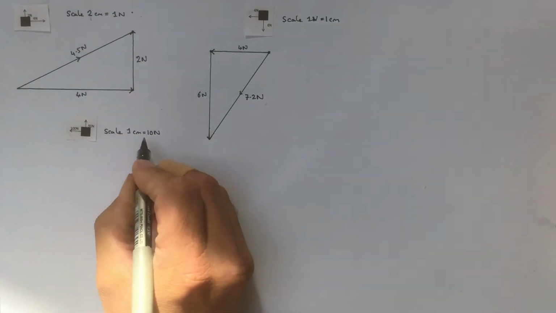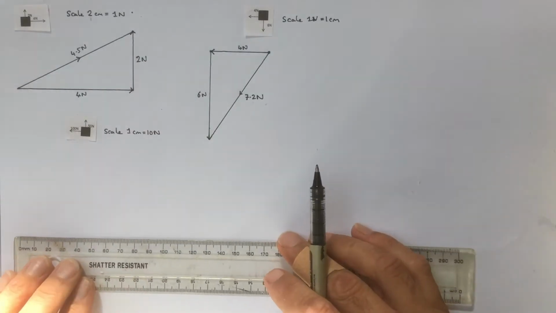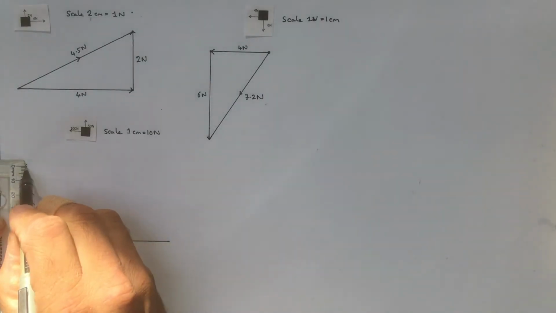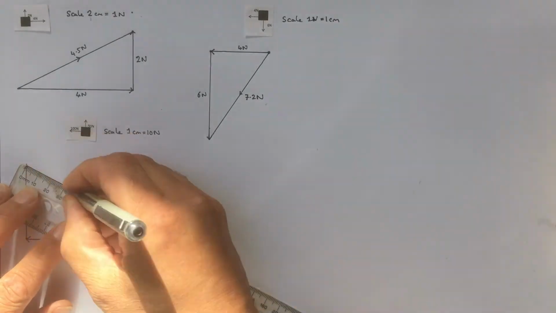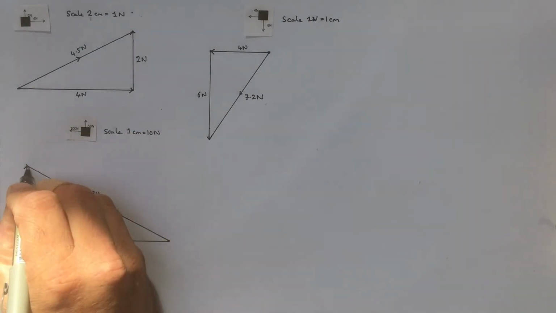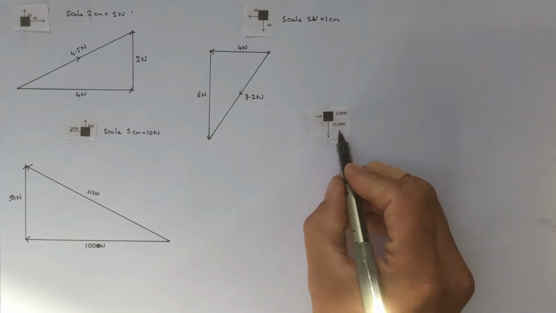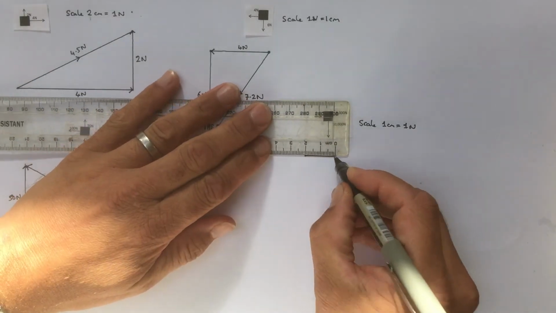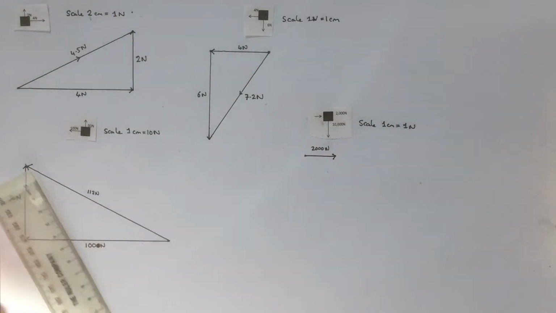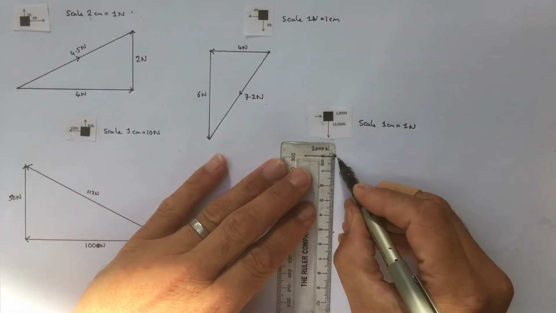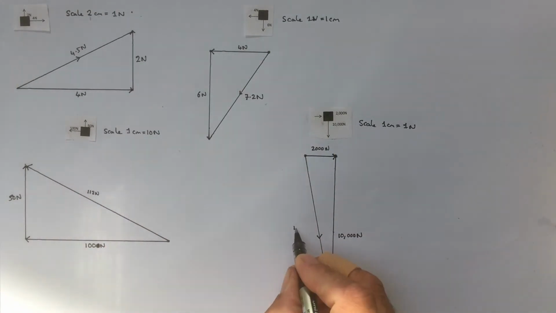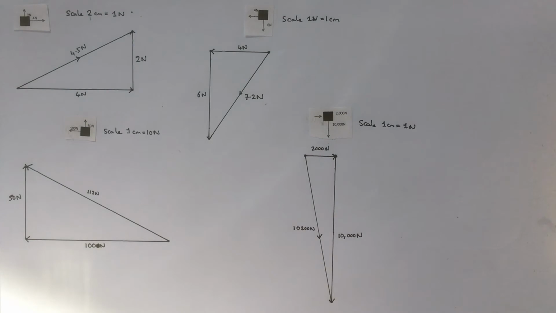The next one, I'm going to choose a scale of 1 centimetre to 10 newtons. This one, I'm choosing a scale of 1 centimetre to 1,000 newtons. I know I've said 1 on the diagram, it's 1,000. So now have a go at 2 and 3, and I'll explain 4 in a minute.